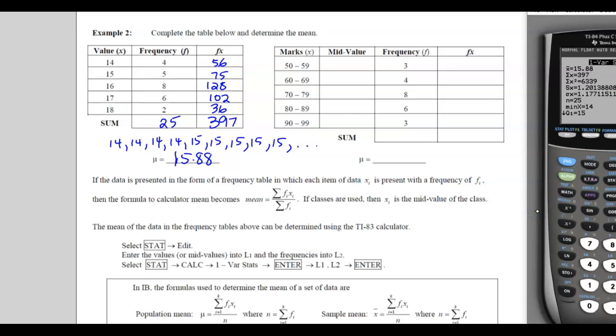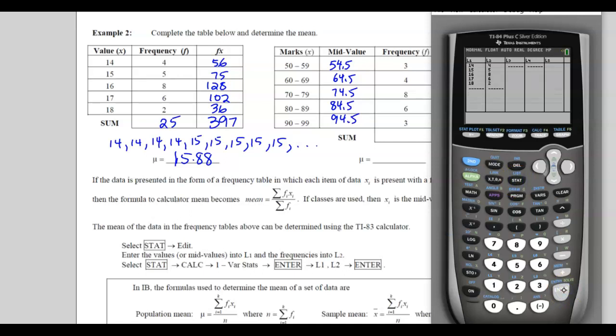What do you do if you have intervals of values? We gave you a hint, mid-value. So the average of those two would be 54.5, 64.5, 74.5, 84.5, 94.5. We don't know the exact data values that are in that interval. So we have to average them, okay? And then frequency, so let's not do this by hand, let's use our calculator.